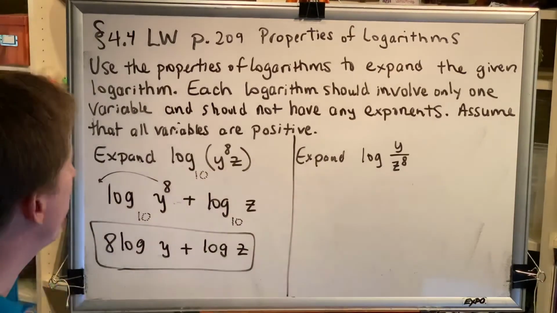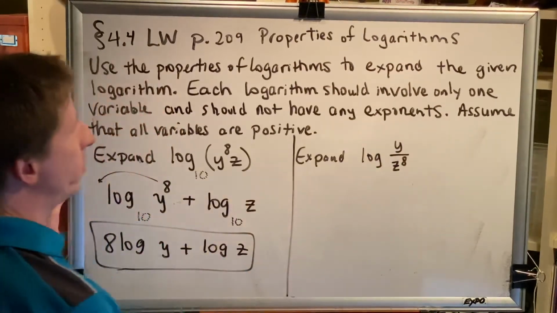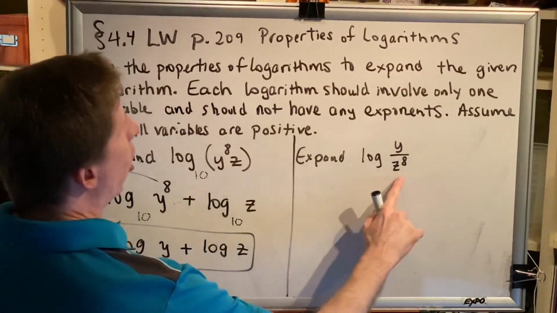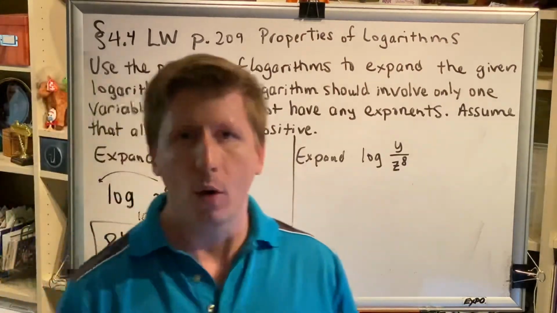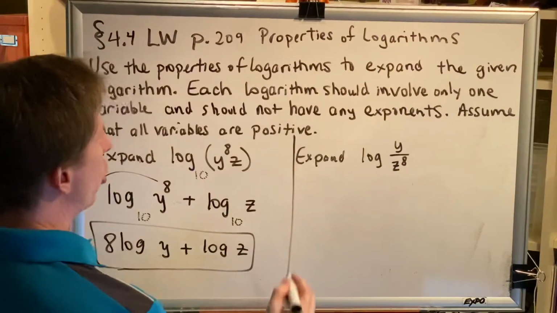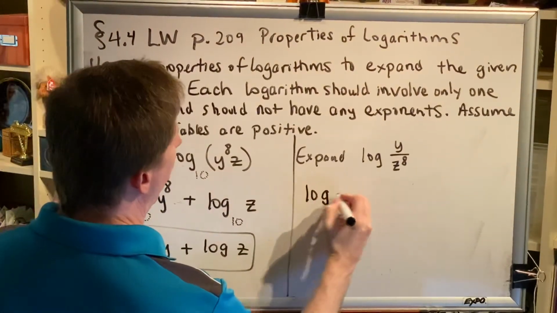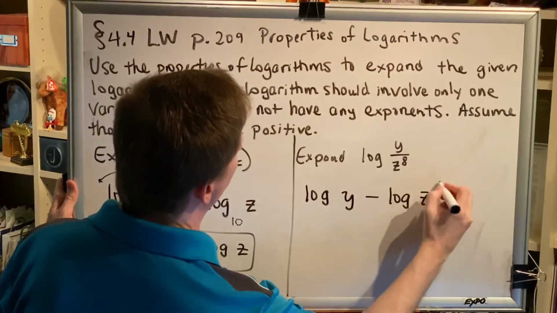Okay, let's do something very similar with this one over here. We have log of the fraction y over z to the 8th. This is a log of a quotient, two things that are being divided. When you break a log of a quotient up into two logs, they're being subtracted. So we have log of y minus log of z to the 8th.